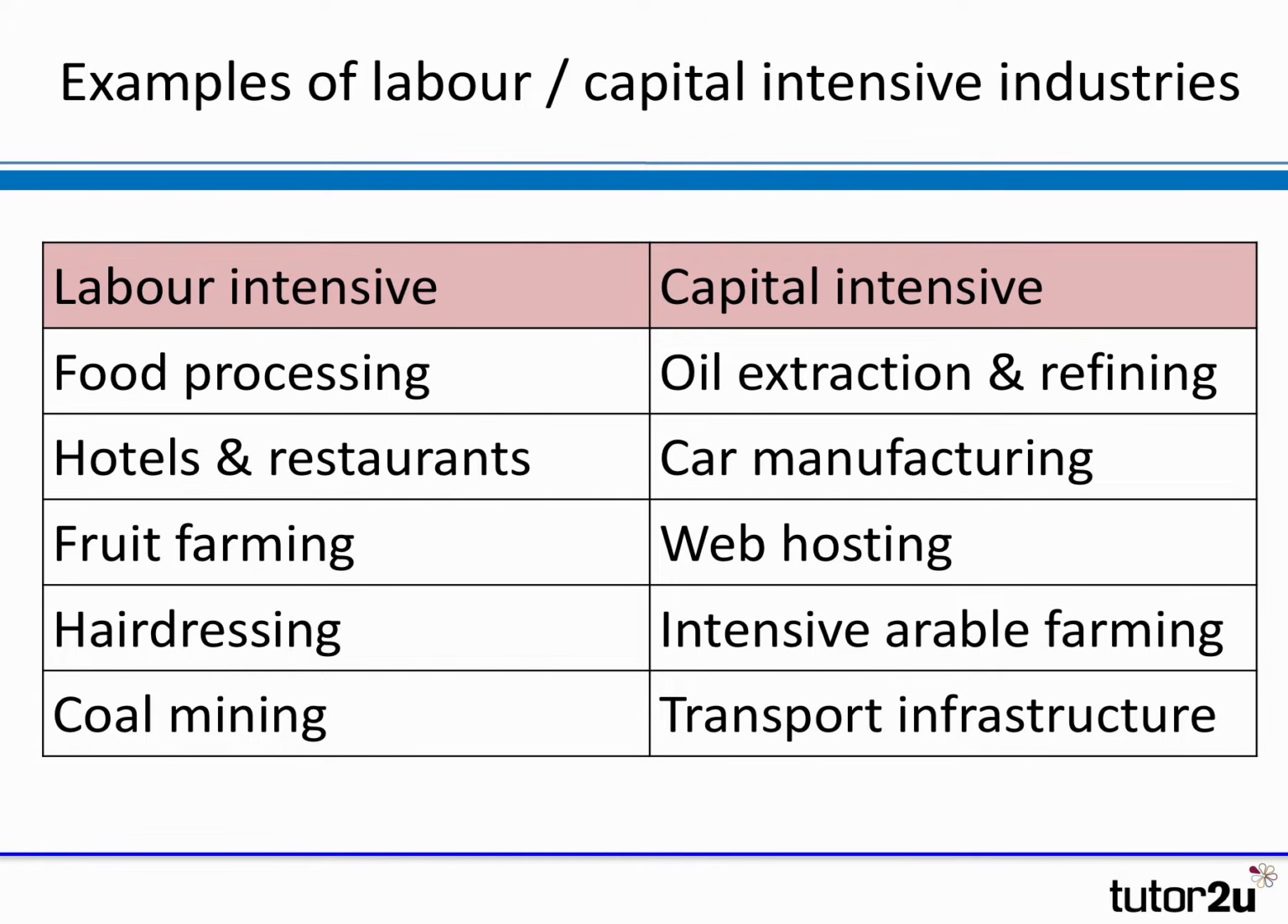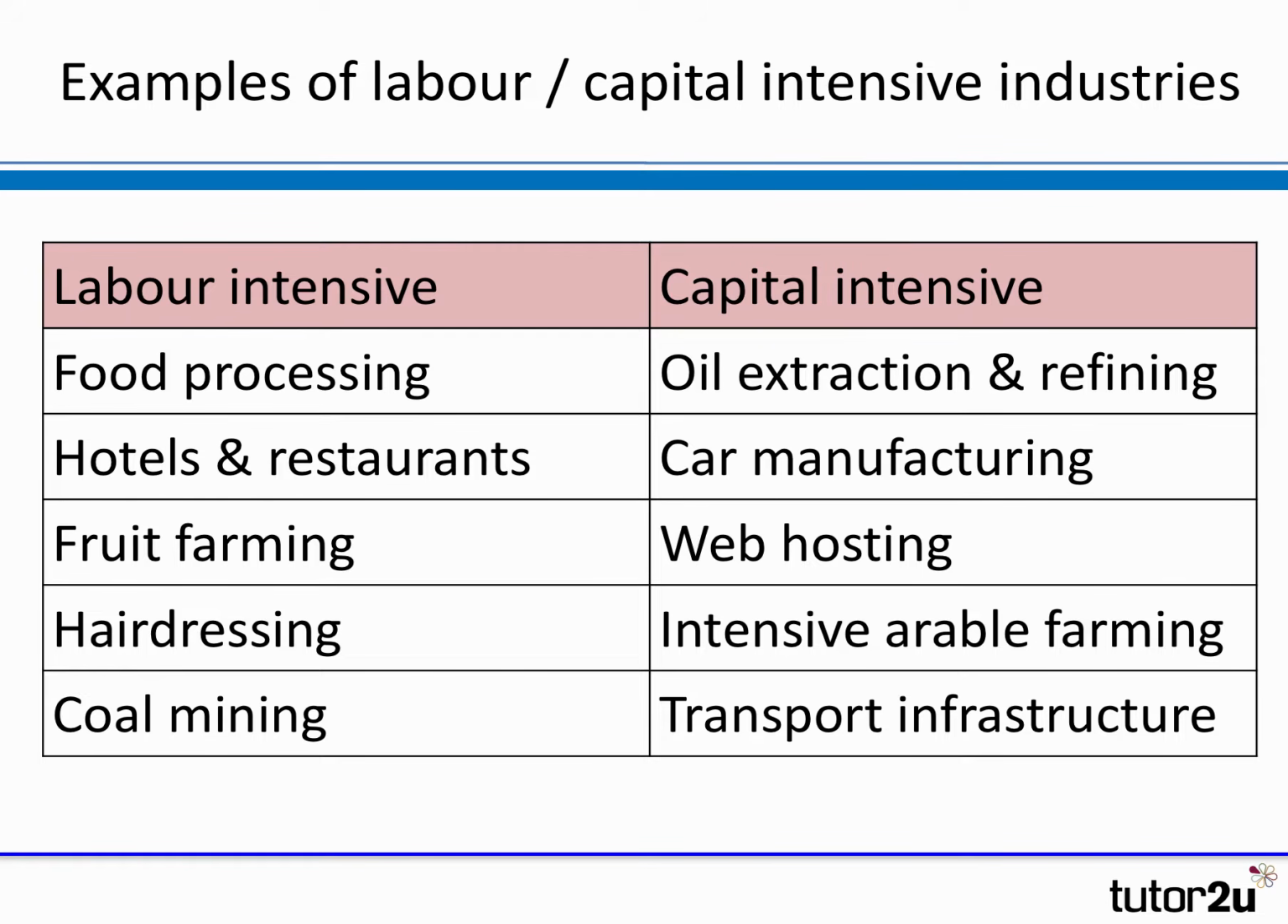Here are just a few examples of industries where perhaps you might make quite a credible distinction between labour intensive and capital intensive. Fruit farming, hairdressing, coal mining. Well, you might argue about coal mining, increasingly automated, but certainly historically was a very labour intensive process. Fruit farming certainly still is, and I've yet to meet a robot who can cut your hair quite nicely.